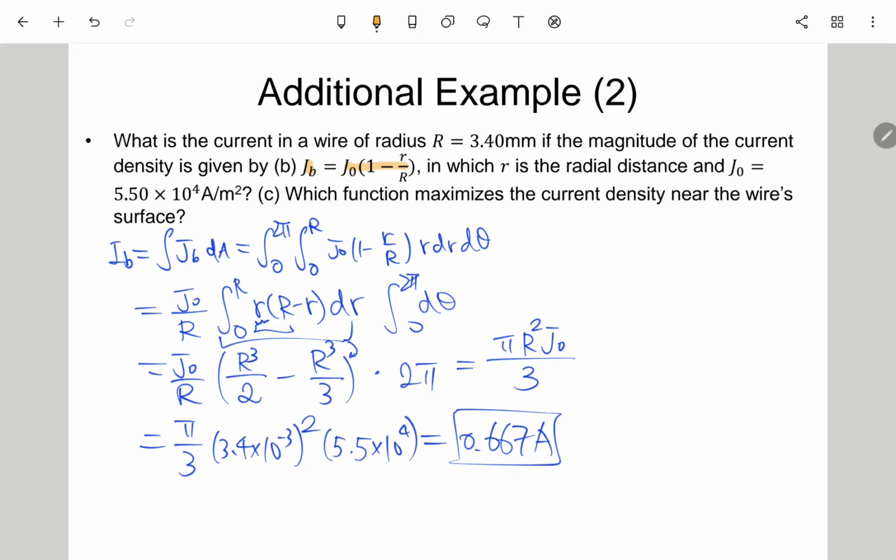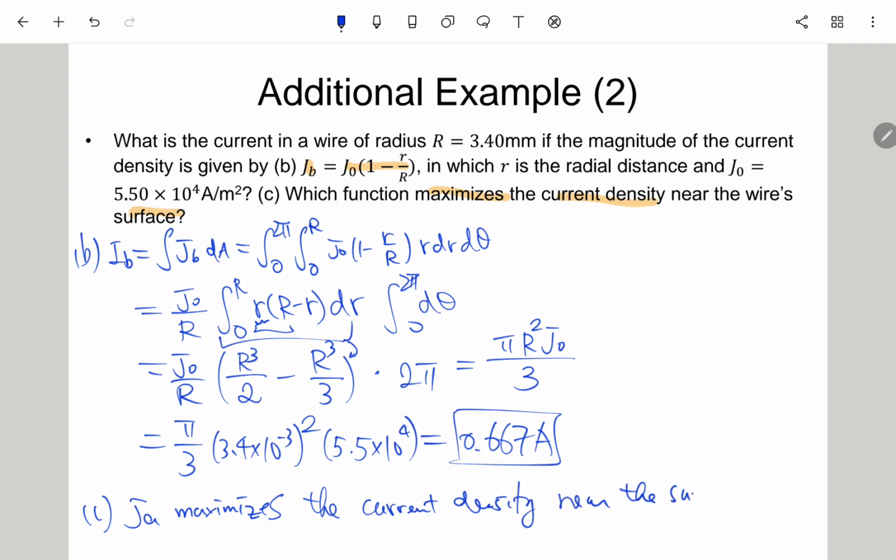In question 3, it asks which function maximizes the current density near the wire surface. And of course the answer is JA. This is for question B, and then for question C, JA maximizes the current density near the surface, because it is very clear.